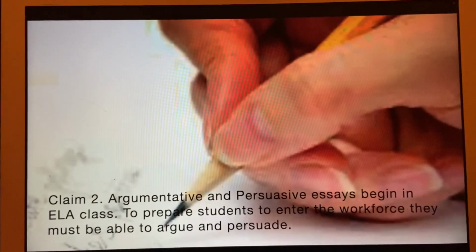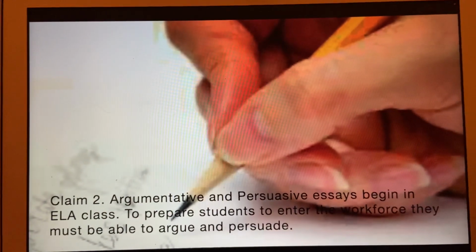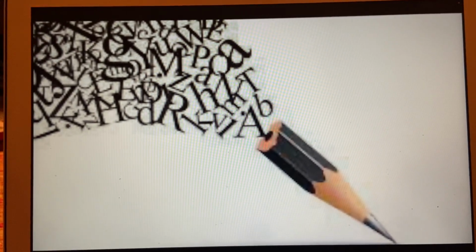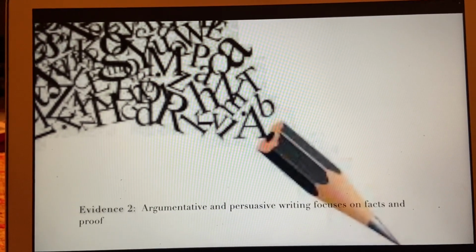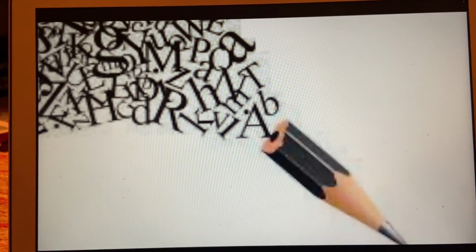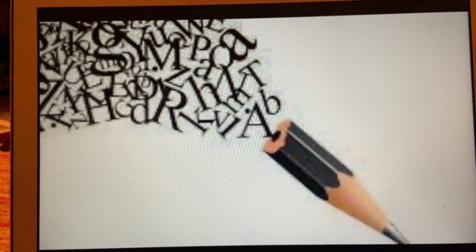Claim 2. Argumentative and persuasive essays begin in ELA class. To prepare students to enter the workforce, they must be able to argue and persuade. Evidence 2. Argumentative and persuasive writing focuses on facts and proof. Good arguing takes real skill and knowledge of content. By clearly presenting the facts, people can argue and persuade others through writing.